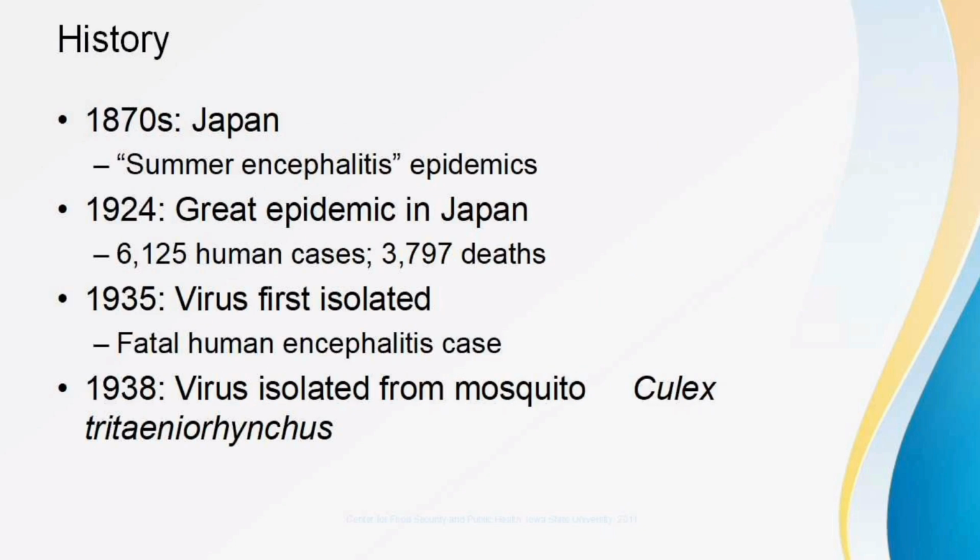The first historic mention of Japanese encephalitis occurred during the summer encephalitis outbreaks in the late 1870s. The next documented epidemic in Japan occurred in 1924 with 6,125 human cases, resulting in 3,797 human deaths, or a 62% case fatality rate.